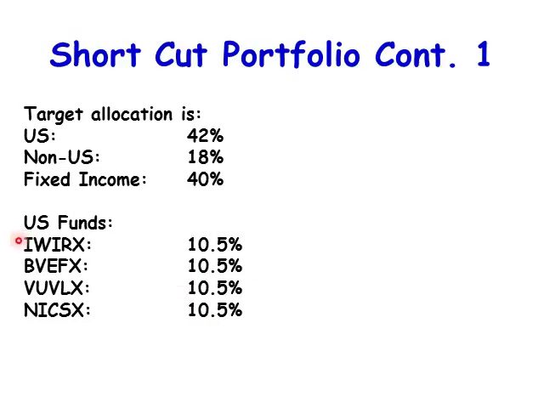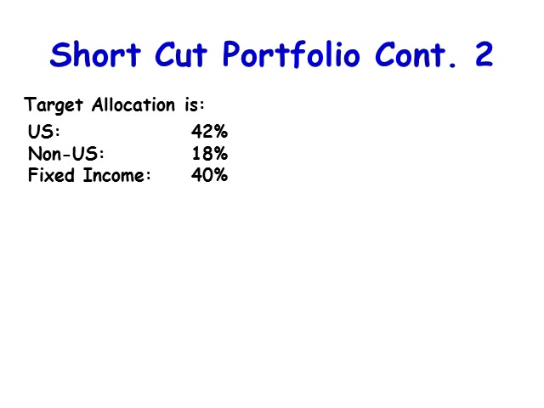Another thing is that the first 3 are large cap funds, and the 4th one is a mid cap fund. We also are trying to achieve a ratio of large cap to mid cap and small cap of 3 to 1. So that served me just fine. I got 10.5% in each of the four funds, and it gets me 42% in US funds.